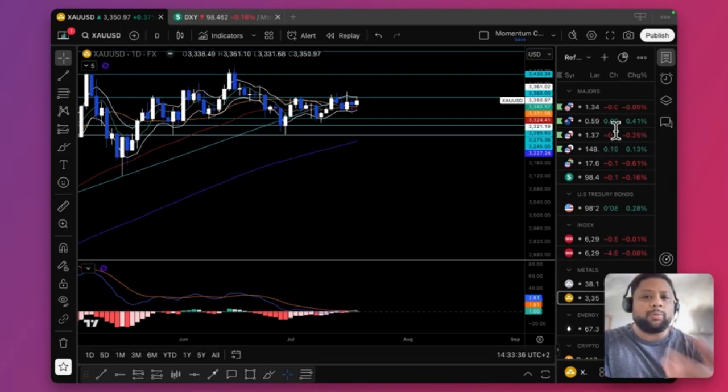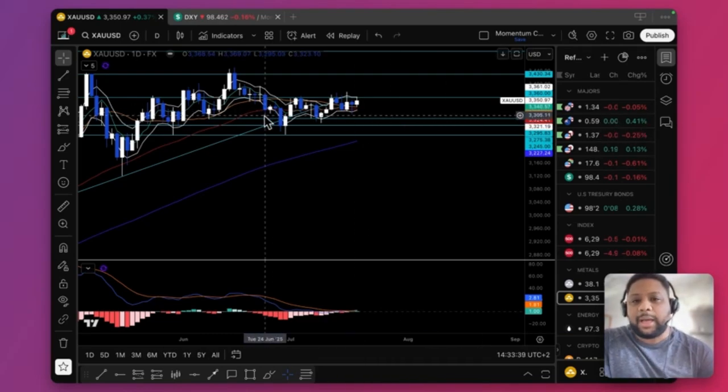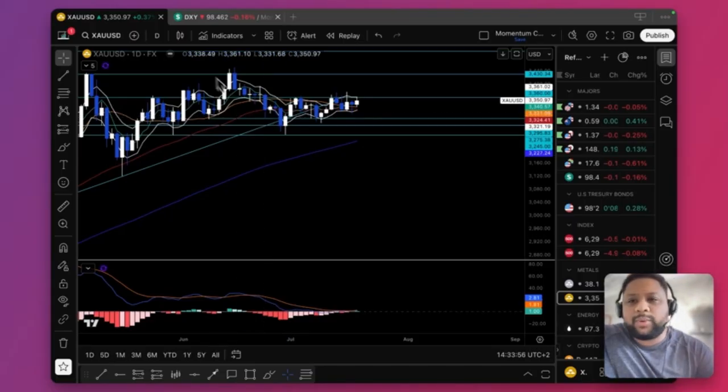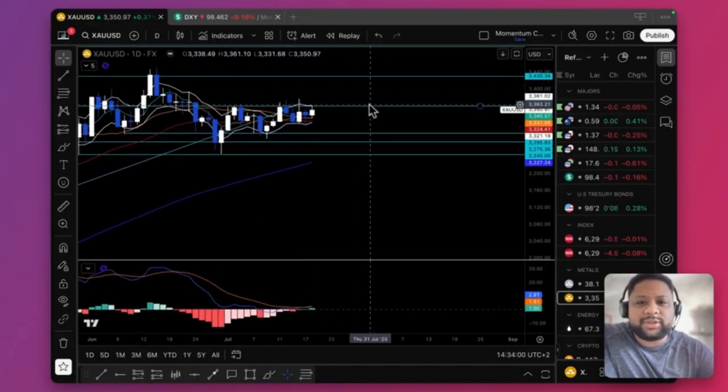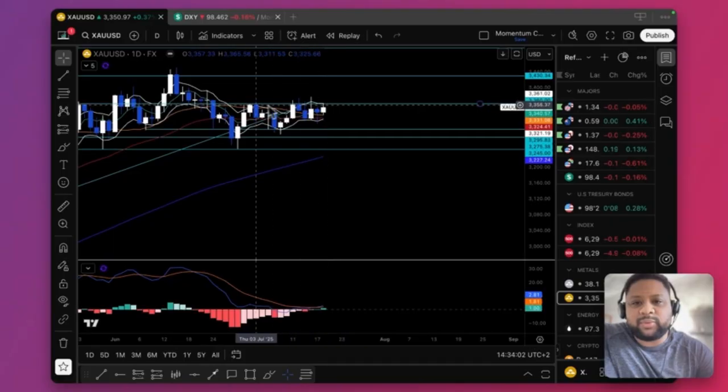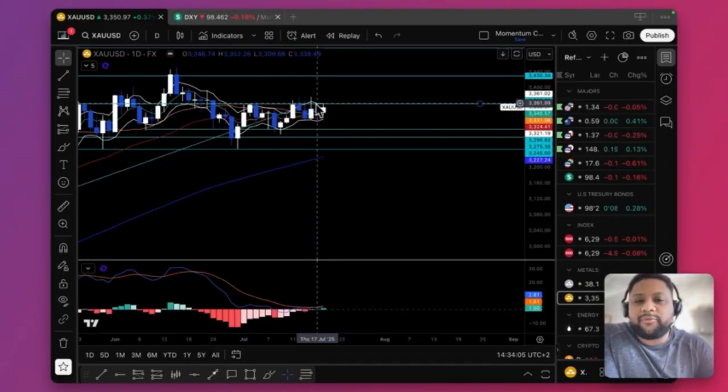And so my overall bias on gold is definitely to the upside, but I'm not holding my breath at this present point in time, because from an economic and fundamental perspective, and even to some degree a geopolitical perspective, things do look good for the dollar in the short term. But when we scale over to gold and we see how gold has been responding to 3360 as a resistance level, we've had multiple attempts of price wanting to breach this resistance area.